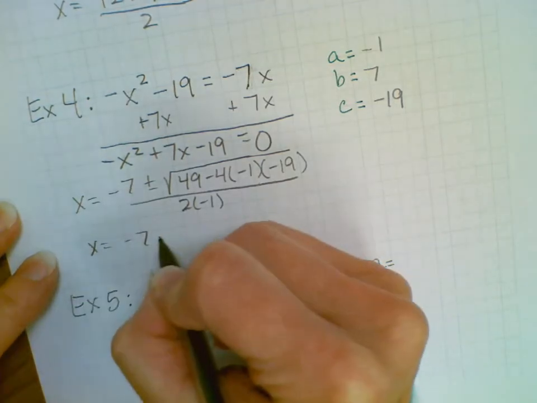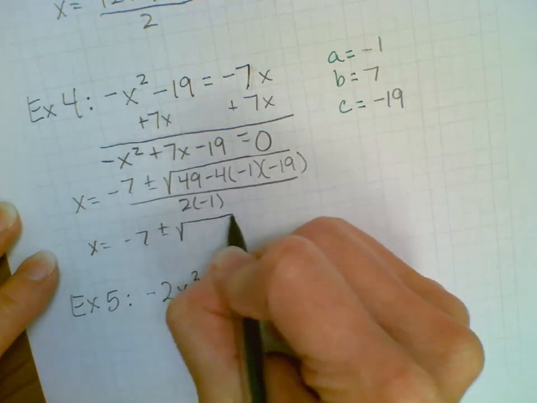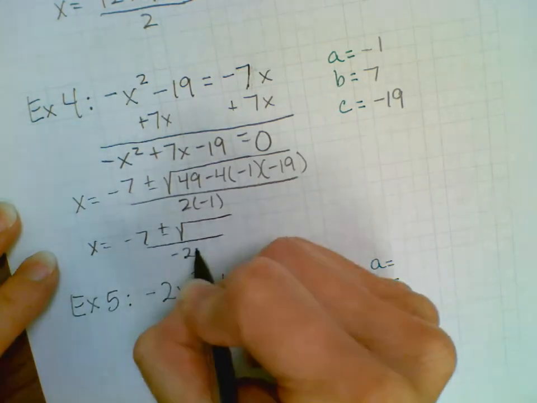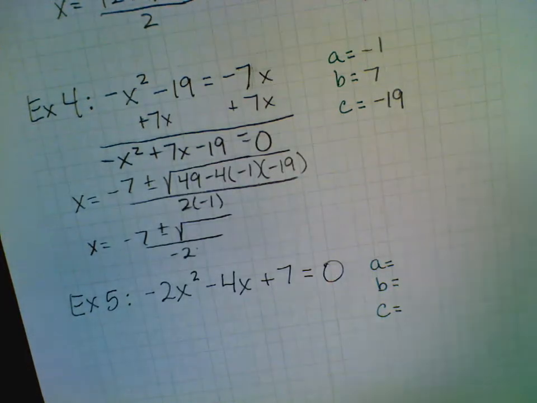So I'm going to simplify what's under that radical here. So 49 minus 4 times -1 times -19. It gives me -27.